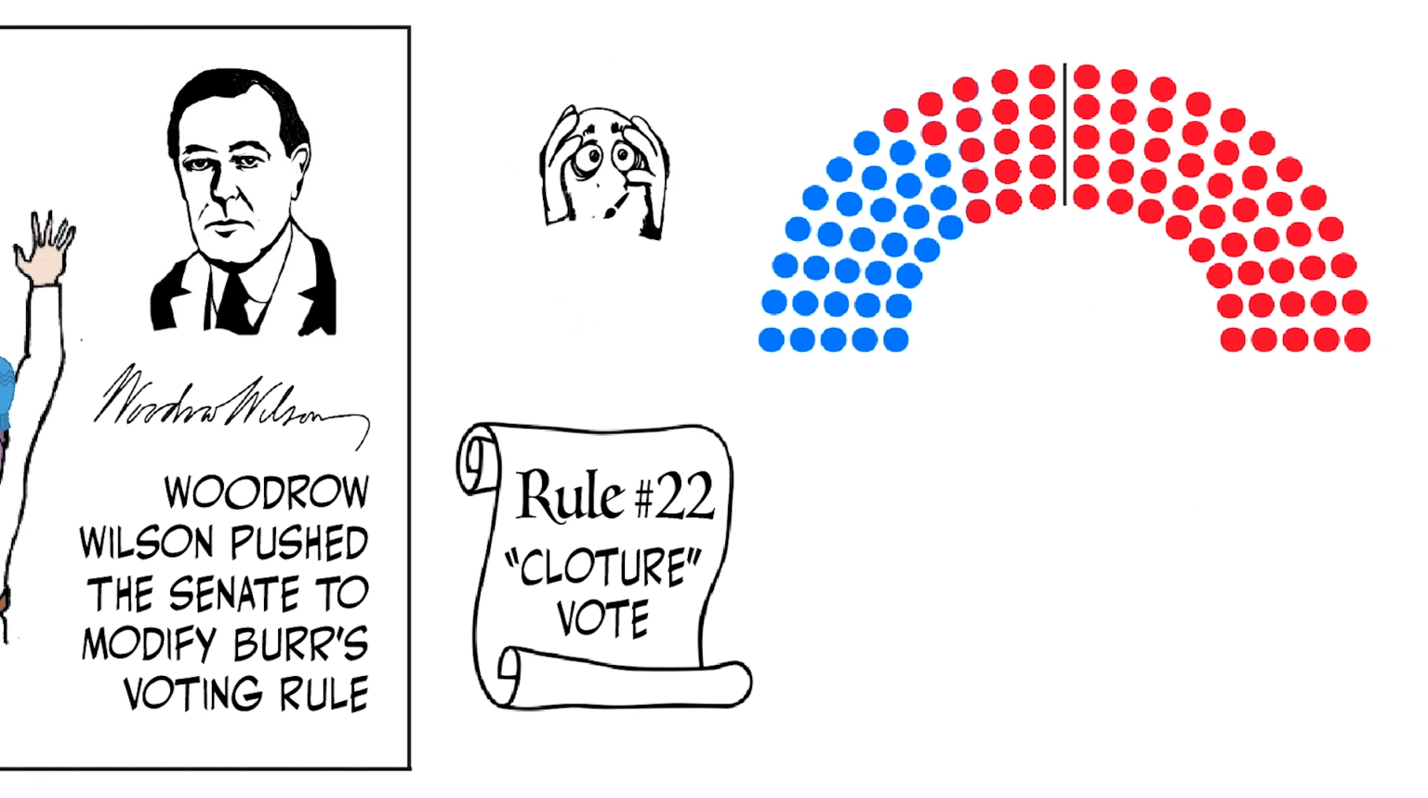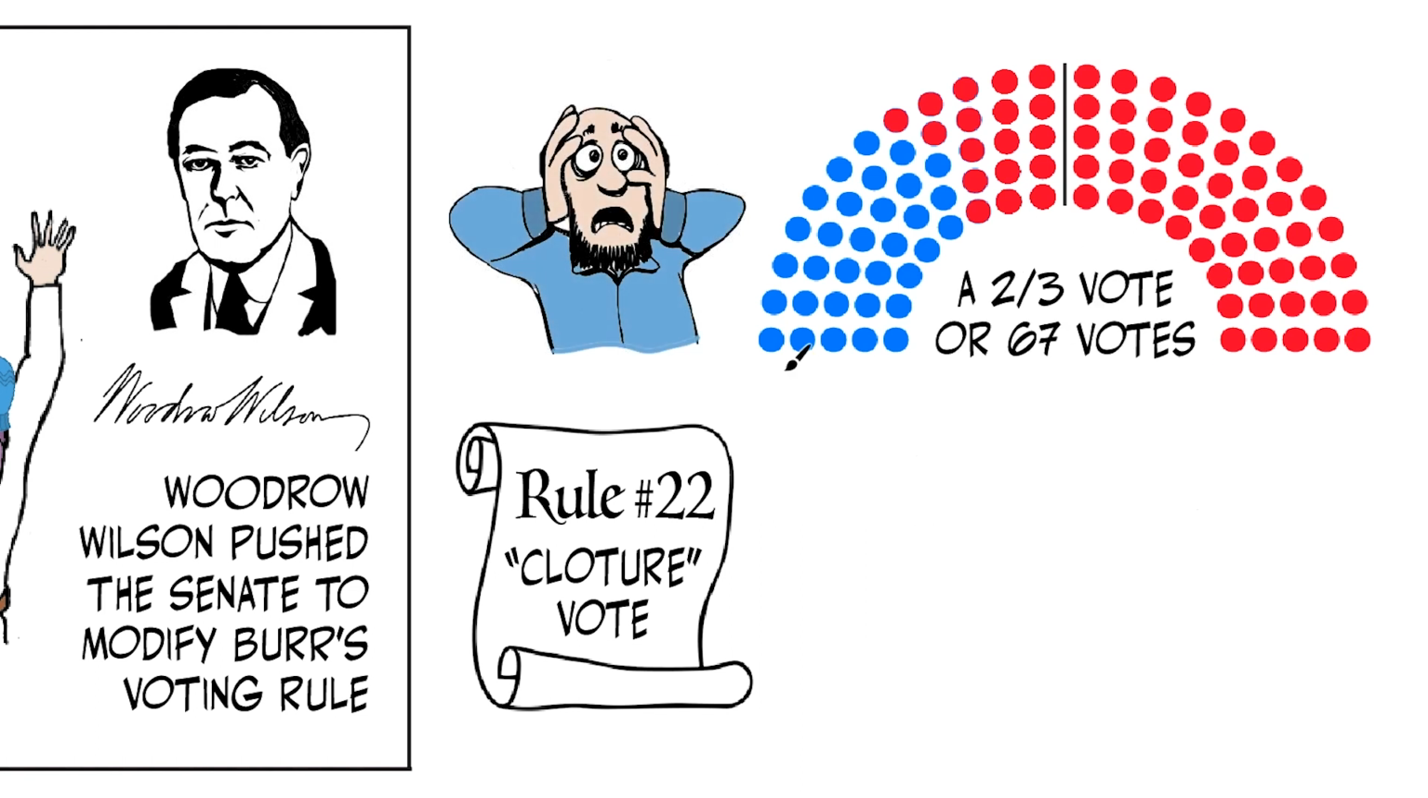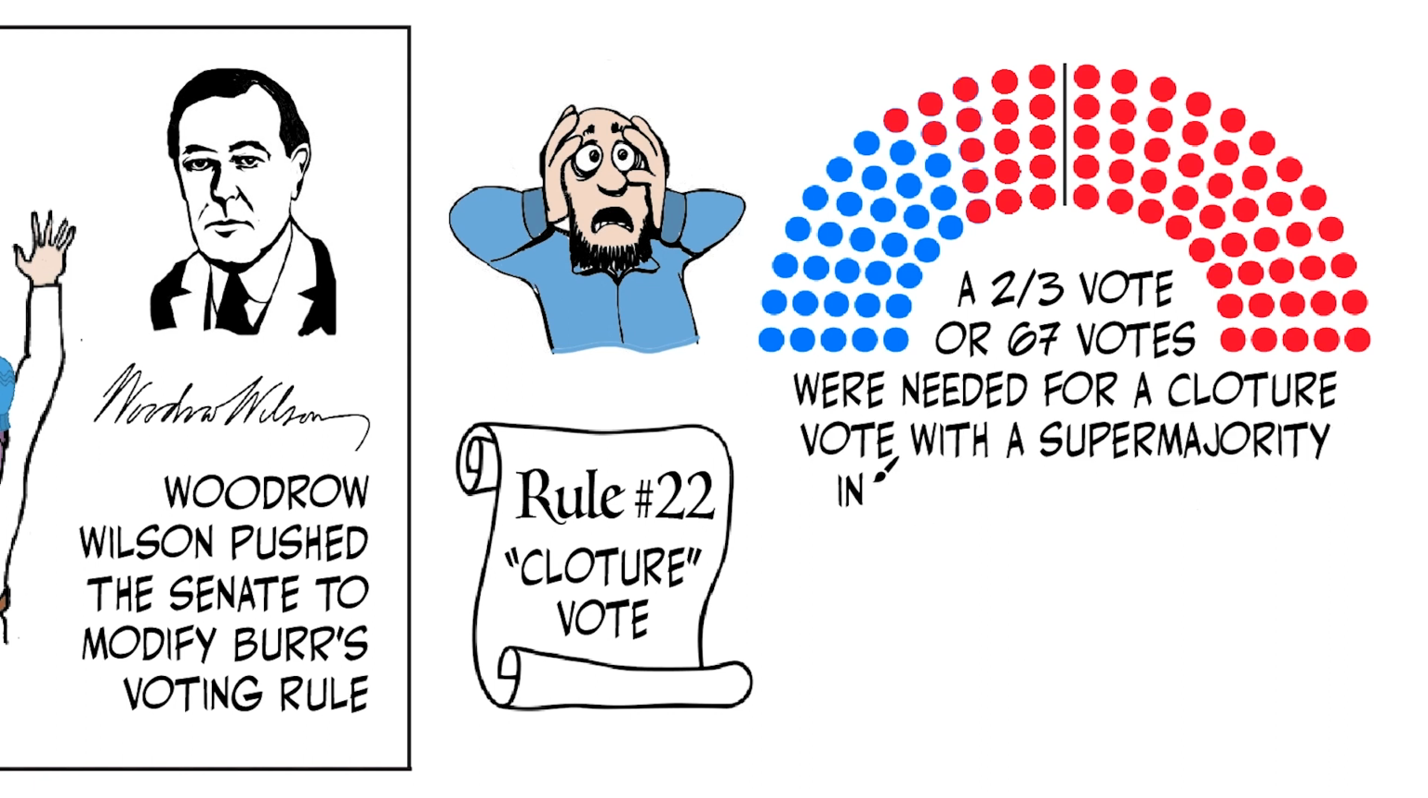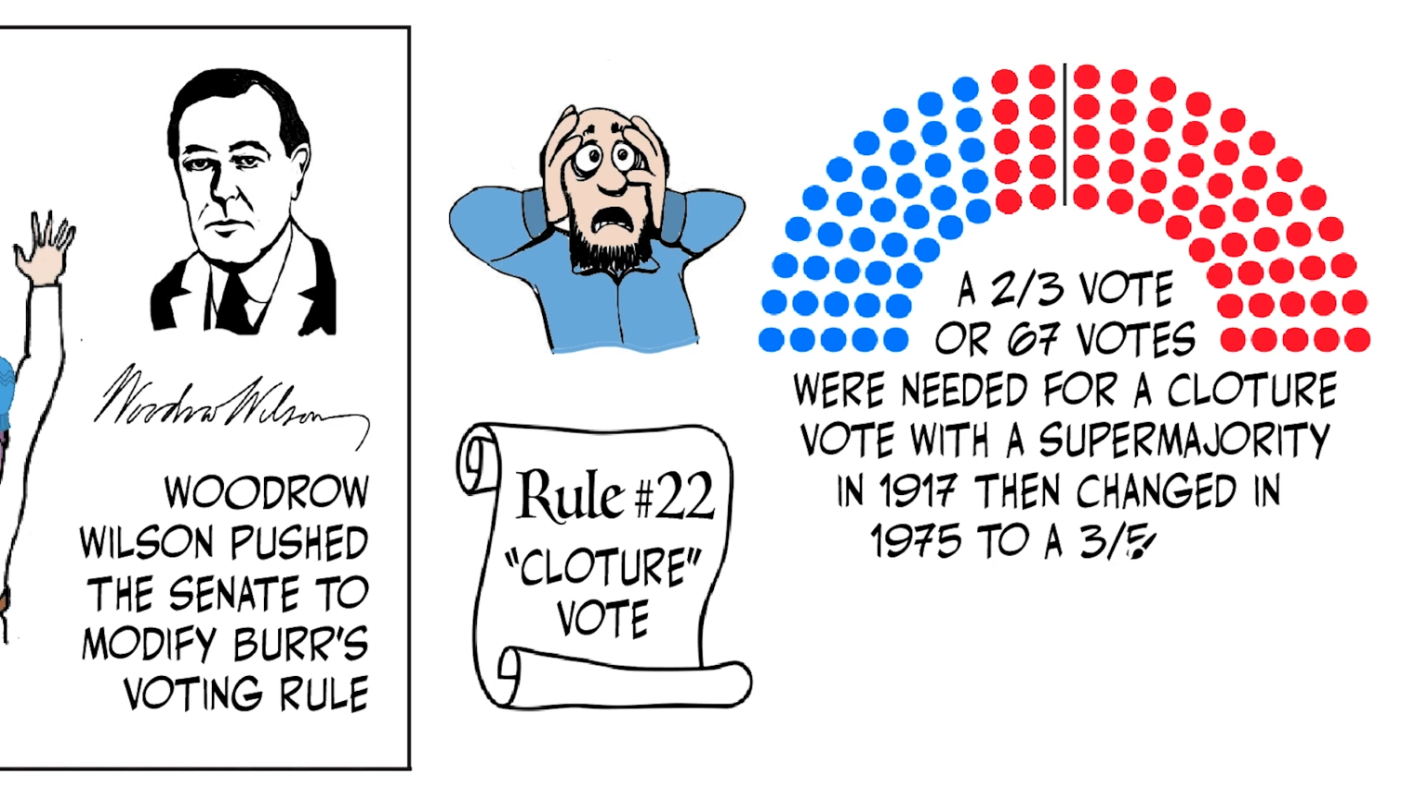Filibusters were an effective way to block legislation because it was difficult to obtain a 2/3 vote in the Senate, and up until 1964, they were only able to invoke cloture 5 times. Many senators grew frustrated with the filibuster, and in 1975, they reduced the number of votes needed for cloture from 2/3 to 3/5 of all senators, with 60 votes.